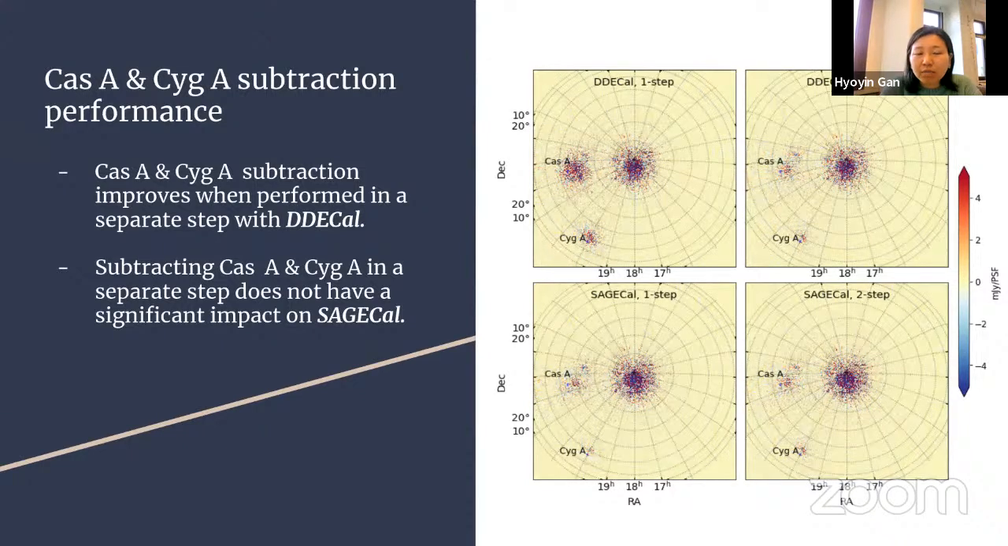So on the top panel, we have the results from DD-Cal, and from left to right, you can obviously see that Cassiopeia A and Cygnus A has reduced power if it's subtracted in 2 steps on the right side. However, this is not so important for SAGE-Cal. So on the bottom panel, you don't see that much difference between the 2.